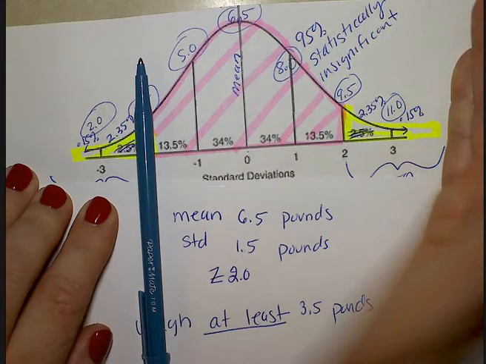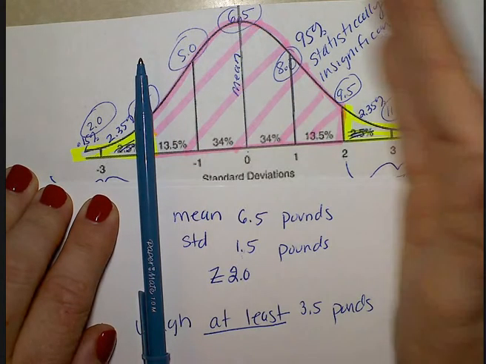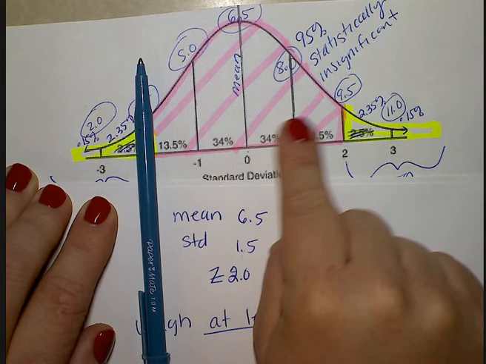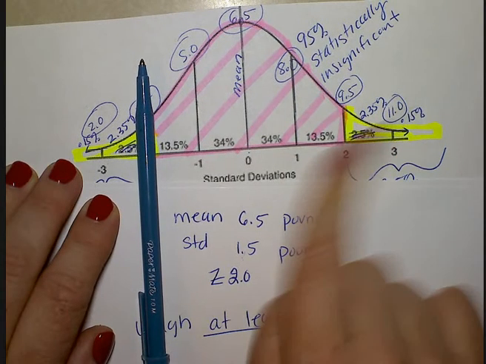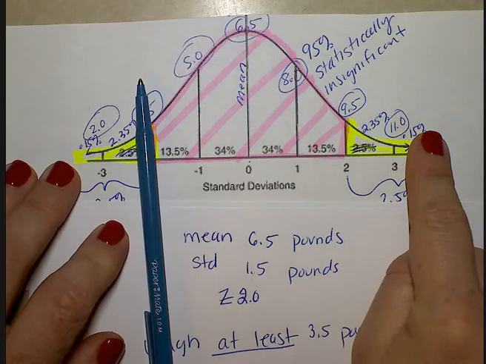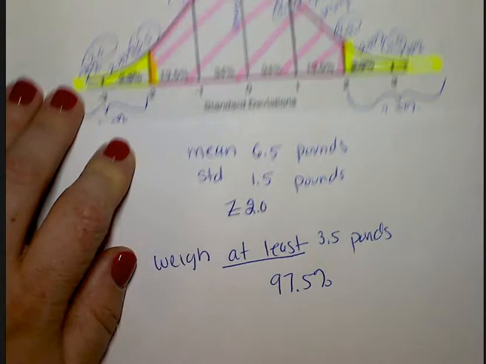So again, empirical is easy. So I wanna add up everything to the right. Now let's use some common sense. What is this whole region here? 95. What's this region? 2.5. So you can use a calculator at this point if you need to, but what's 95 plus 2.5? 97.5, okay?